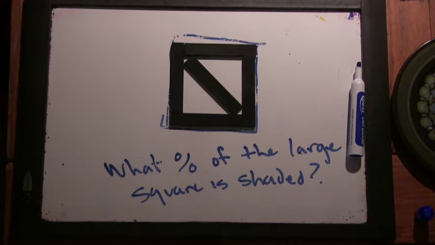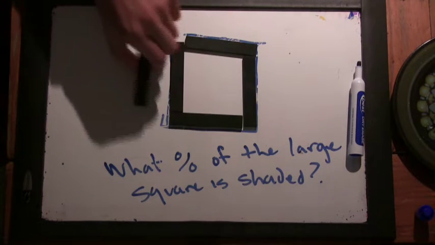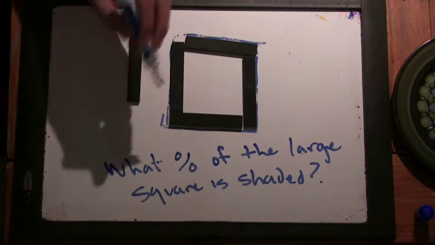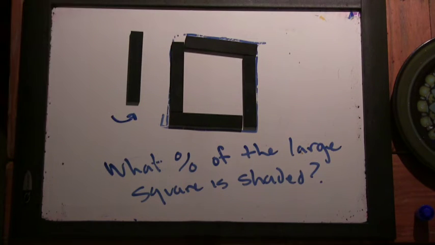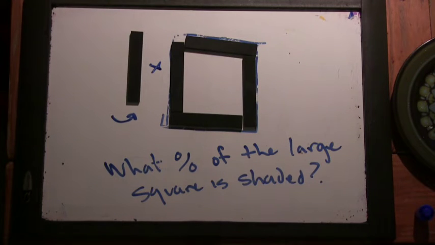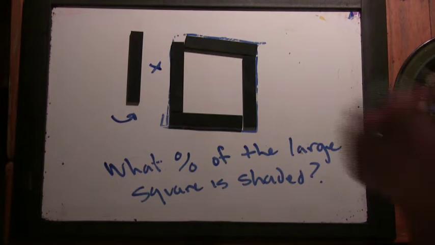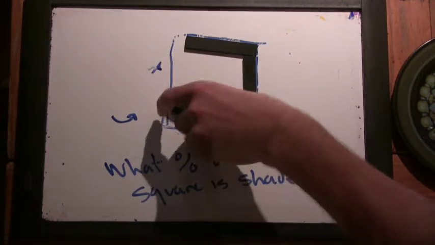Alright, well, what should we do? Well, I think for simplicity, since we're looking for a percentage or a ratio here, we can call the short side of this rectangle 1, and maybe call the long side x. Alright. Yep. And then we know 1 plus x is the side length of the large square.